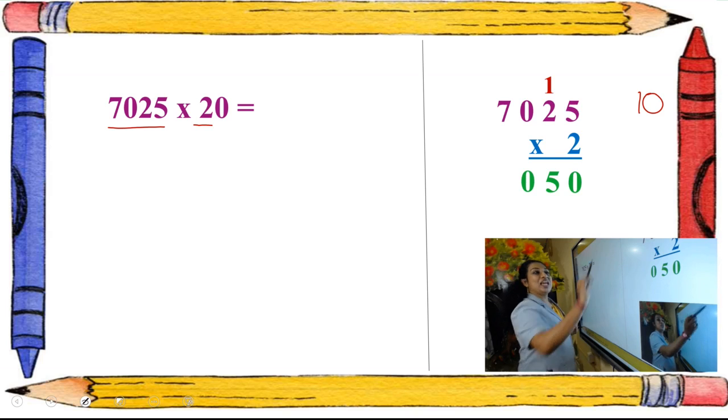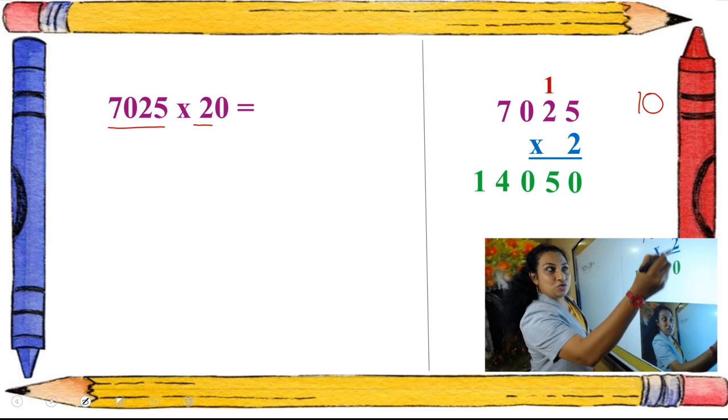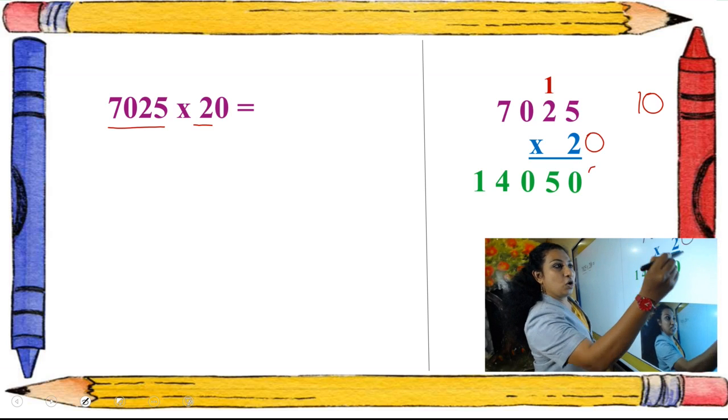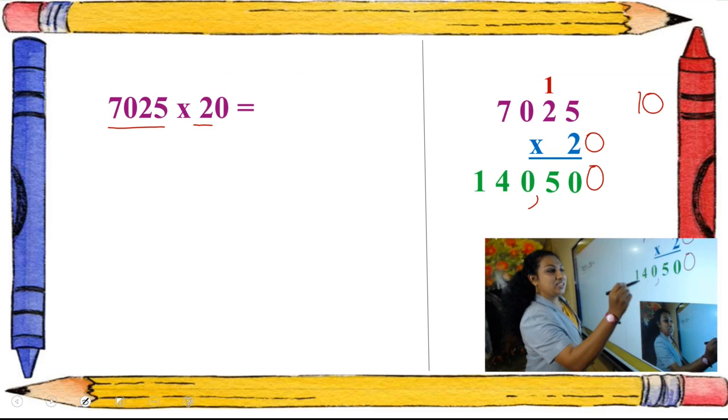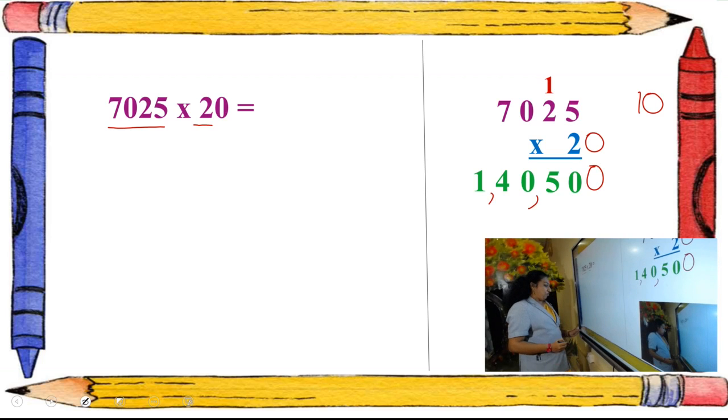Next, 2 into 7. You should be thorough with the multiplication table. 2 into 7 is 14. Is this our answer? No. Why? Our question is 7025 into 20. We multiplied with 2 only. So insert a 0 also along with the answer. So our answer is 1,40,500.